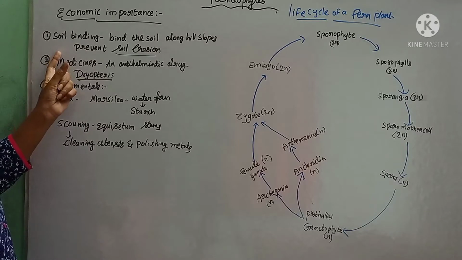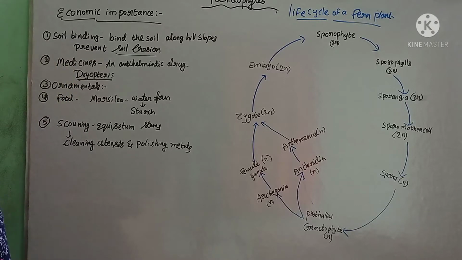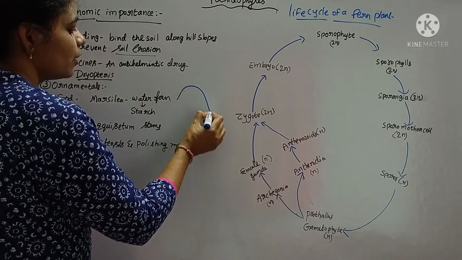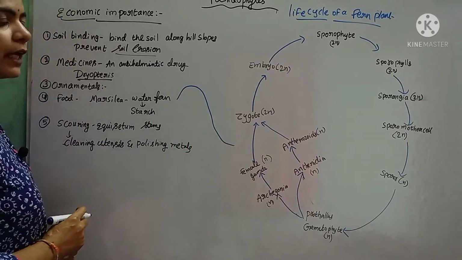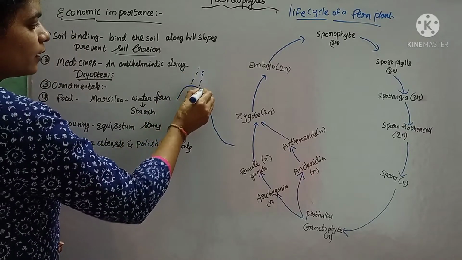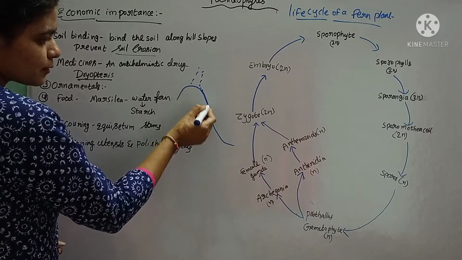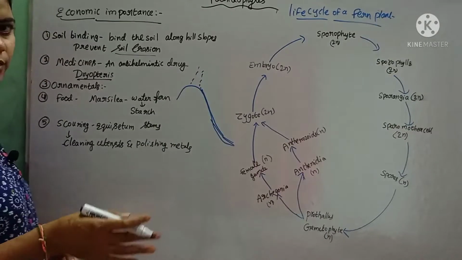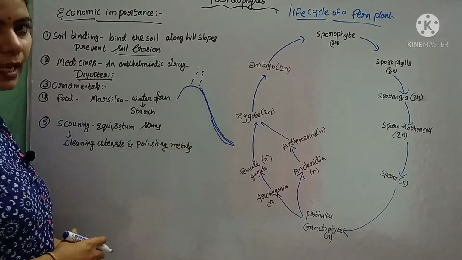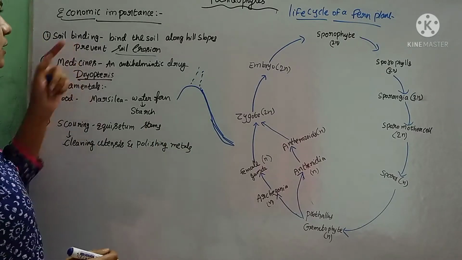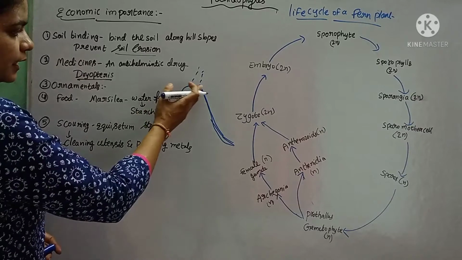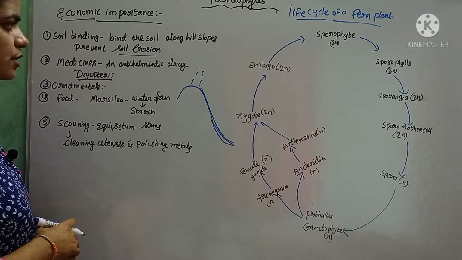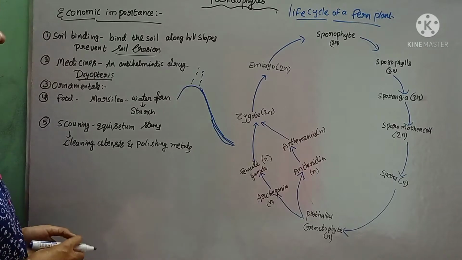The first important one is they are useful as soil binding agents. If we see in hilly areas where slopes occur, in rainy season, because of excess rain, the soil present in the slope regions will be washed off. Along with this, the fertile soil also washes away, and because of this, the fertility in that land will be lost. But if these pteridophytes are grown in those areas, they will bind tightly to the soil particles and stop soil erosion, and the fertile soil will not be lost.